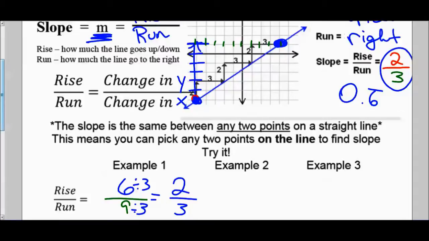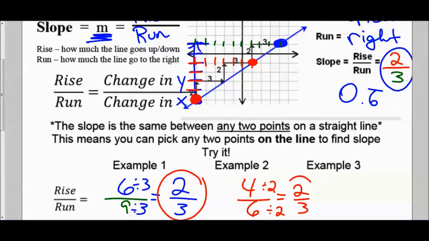Let's say I wanted to count from that same starting point to this point instead. I'm just using any 2 points on the line. I'm counting up 1, 2, 3, 4. 1, 2, 3, 4, 5, 6. So our rise over run is 4/6. If we divide by 2 on the top and divide by 2 on the bottom, we still get 2 divided by 3. The slope is the same no matter what 2 points you use. It doesn't matter.